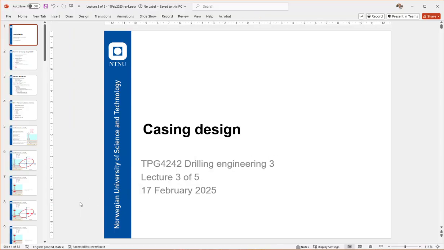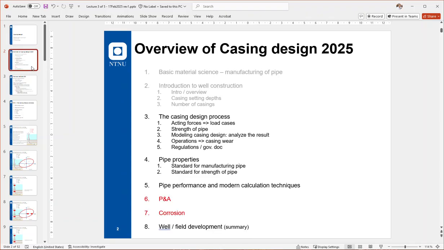All right, so today, 17th of February, we're going to have a quick look at the overview of the topic of casing design for 2025 in your class, Drilling Engineering 3. Basically, we have covered material science and introduction to well construction, and we're about to start on the essence of casing design, advanced casing design. We will split the topic into two.